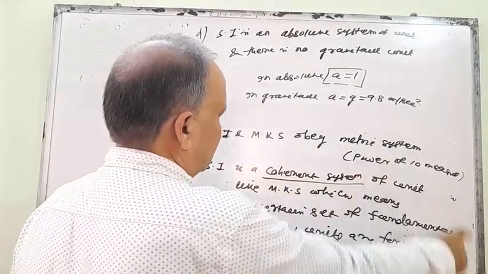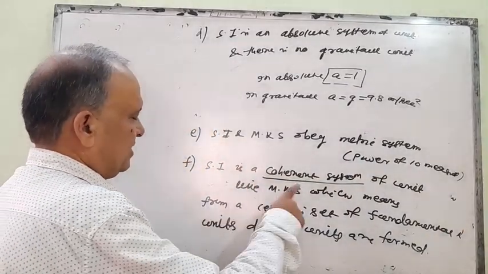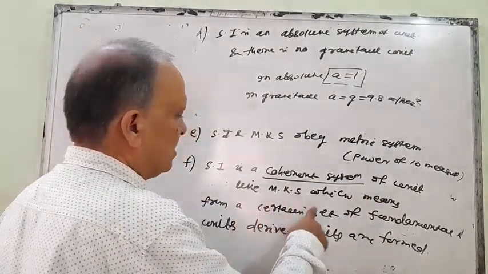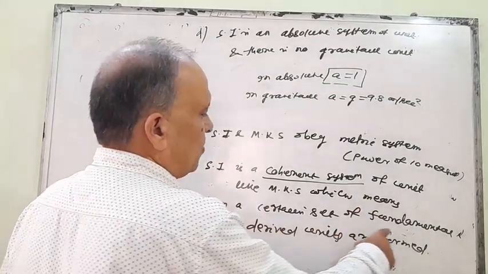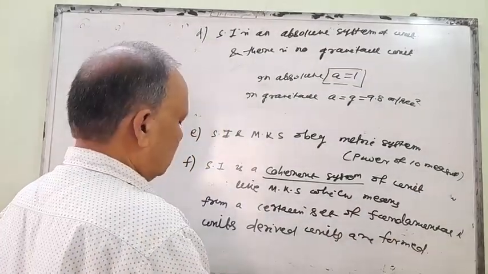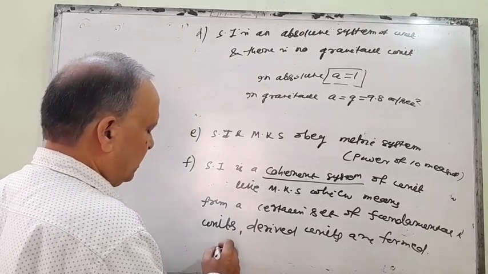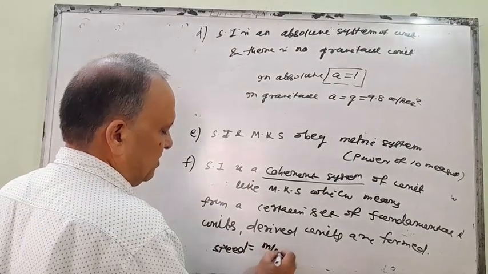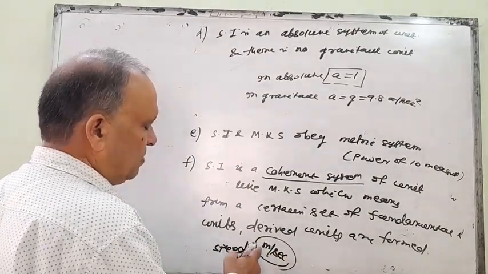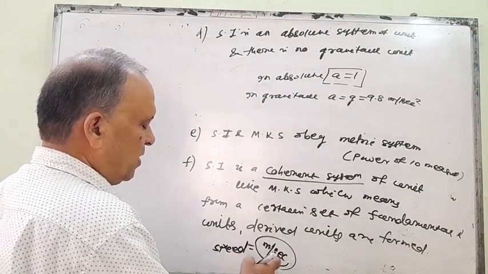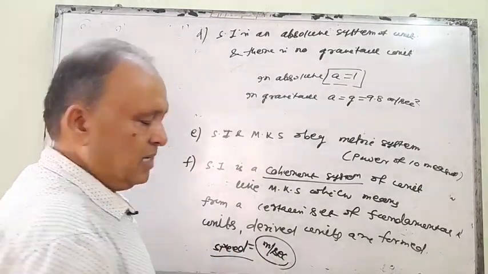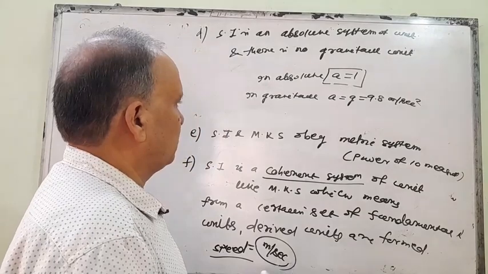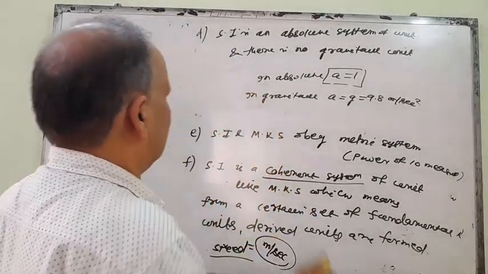MKS and SI obey the metric system, power of 10 measurement, and SI is a coherent system of unit like MKS, which means from a set of fundamental units, derived units are formed. Like your speed is equal to meter per second. When meter is divided by second, these are 2 fundamental units, we get the derived unit. These are the major differences and similarities between MKS and SI. These are the system of units.